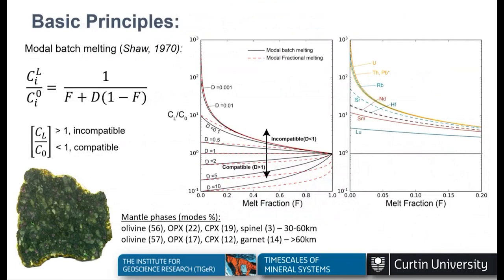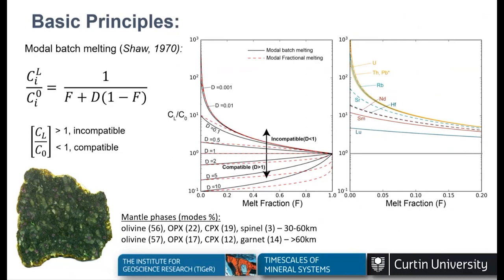So just going back to our simple batch melting equation, we can throw in some typical values for D. So I've got on this graph here, D going from 0.001 all the way up to 10. And you can see that for D equals 1, there's no change, essentially. They lie along this 10 to the naught, which is just 1. But as soon as D is less than 1, the ratio of the concentration of an element in your liquid to your solid goes up. But if D is greater than 1, it goes down.